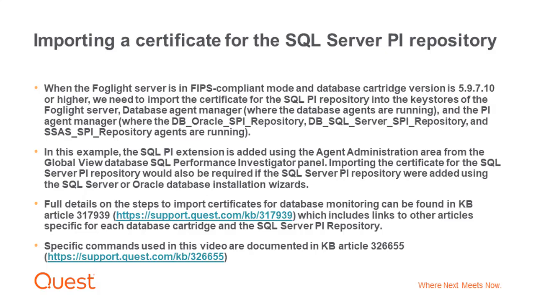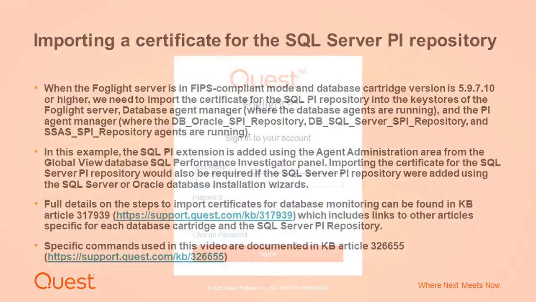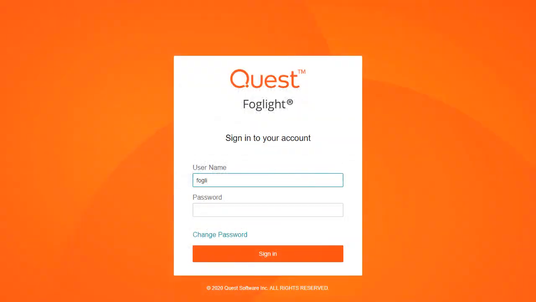Full details on the steps to import certificates for database monitoring can be found in KB article 317939, which includes links to other articles specific for each database cartridge and the SQL Server PI repository. Specific commands used in this video are documented in KB article 326655. To begin, log into the Foglight console.